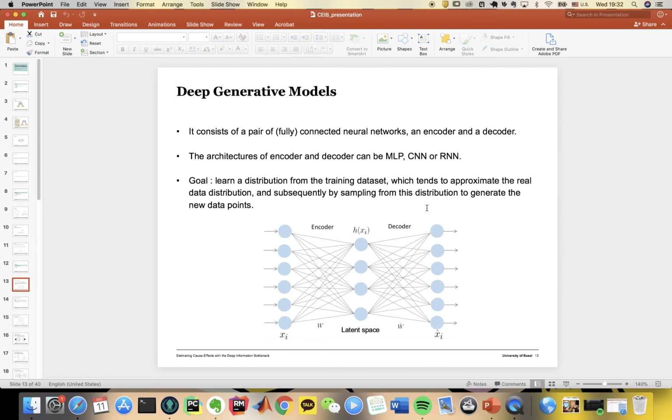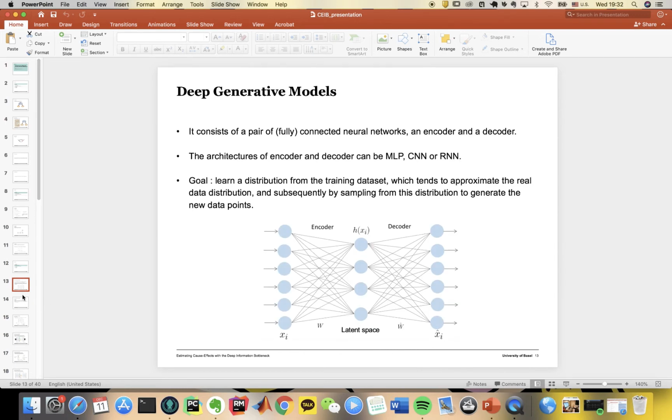It depends on what kind of data set that you have. The encoder has a high dimensional input, and learns a low dimensional and compact representation. We call this the latent space. And the decoder, based on this latent space, generates new data points by minimizing the reconstruction errors.